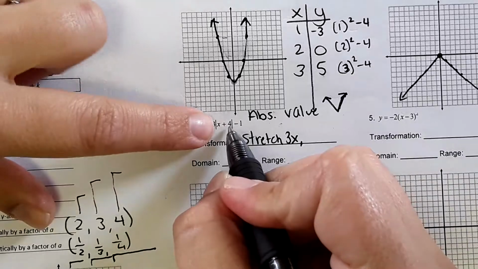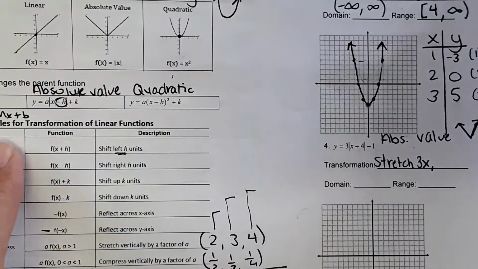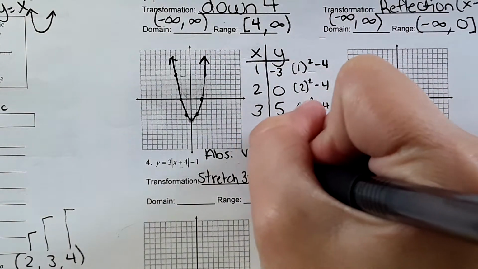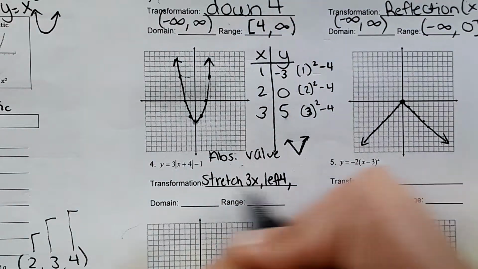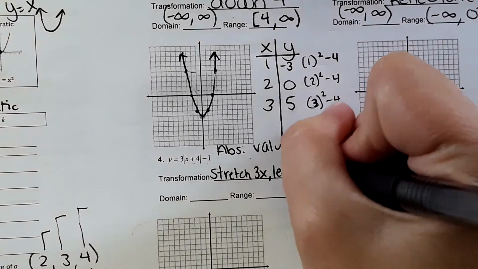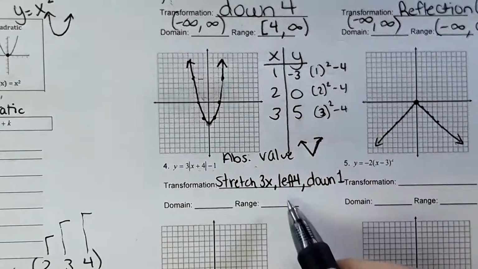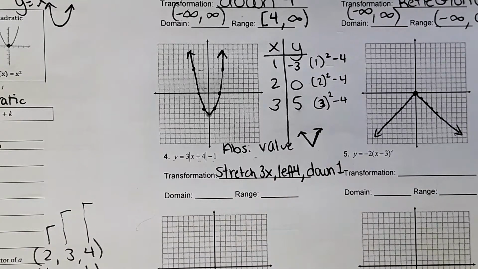And then here we have the +4. Looking at our chart, +4 is to the left 4. And then we have the -1 at the end, so that means down 1. That says left 4, by the way. So stretch 3 times, left 4, down 1.